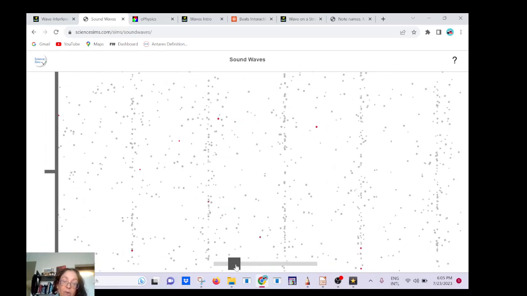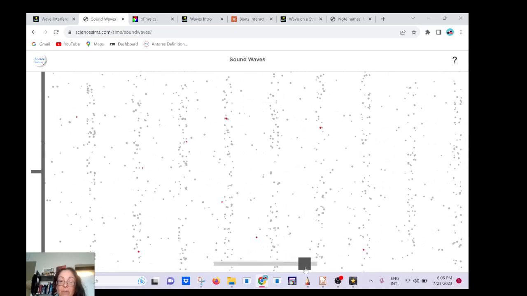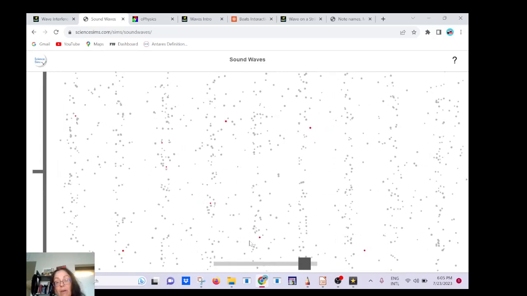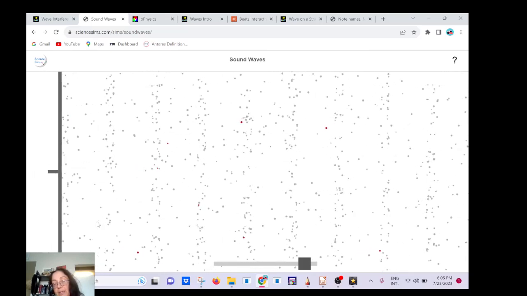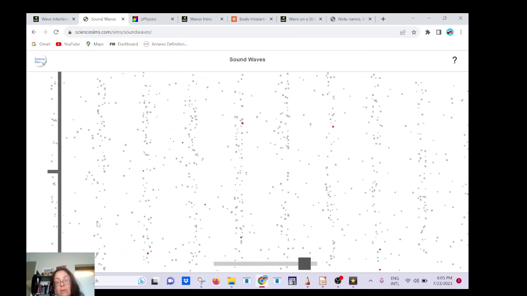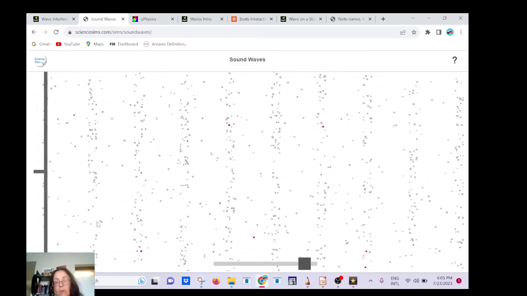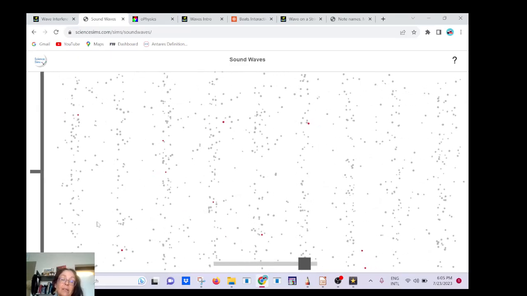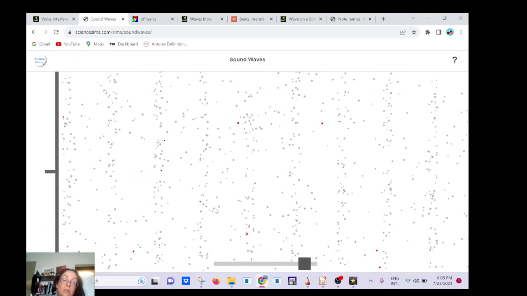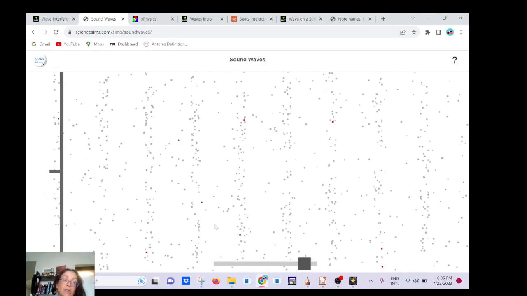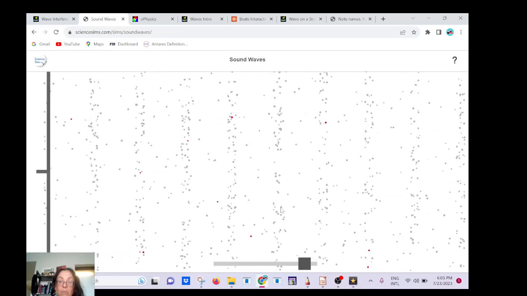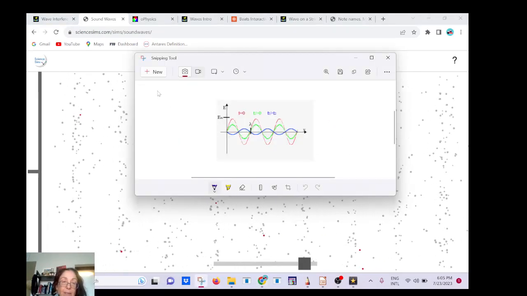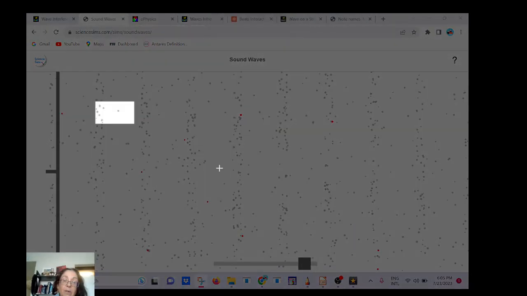Then if I increase the frequency, you see I have a smaller wavelength. Because the speed is given, at about room temperature it's about 343 meters per second. We talked about that. So if you increase the frequency, the wavelength decreases.